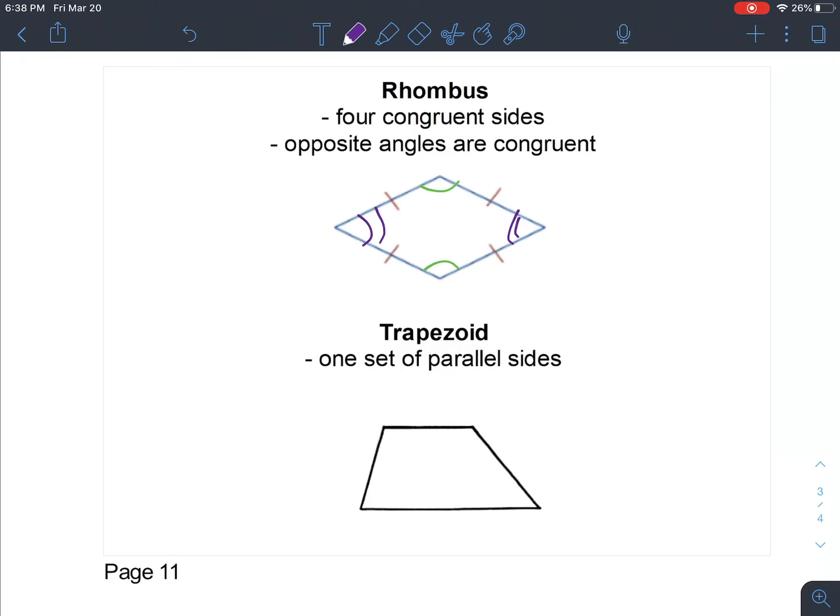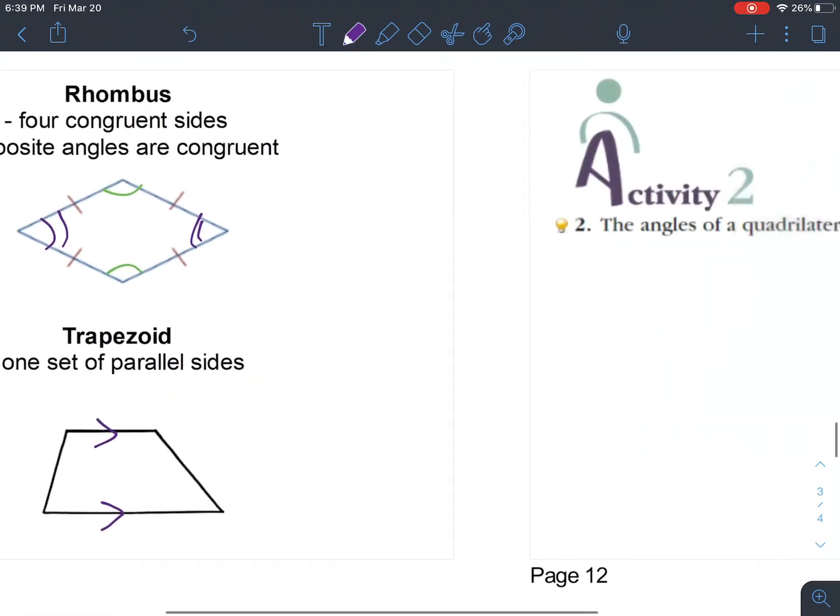And then below, what we have is the trapezoid. And a trapezoid has one set of parallel sides. So I've marked in the ones that are going to be parallel there. One thing I forgot to mention about the rhombus too, you'll notice that it says 4 congruent sides. You already know a square has 4 congruent sides. A square is a type of rhombus. However, a rhombus is not going to be a square.